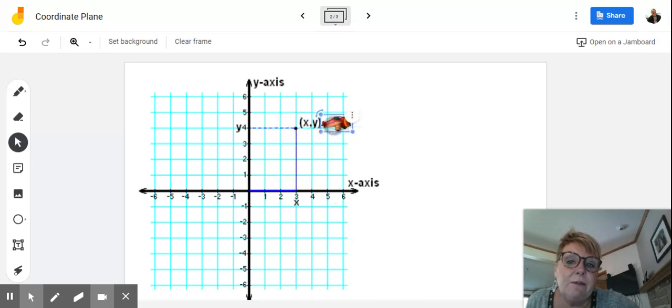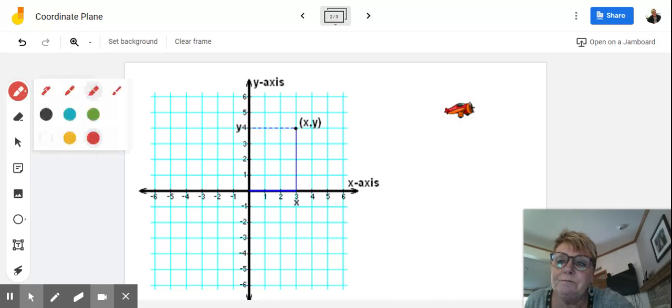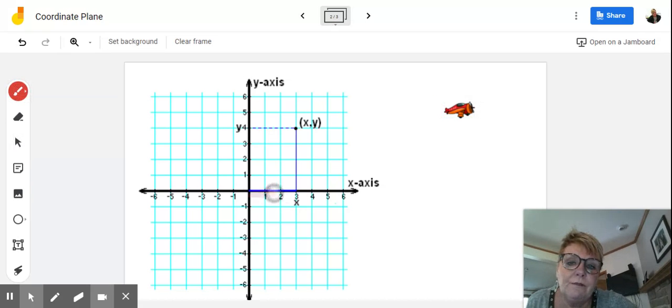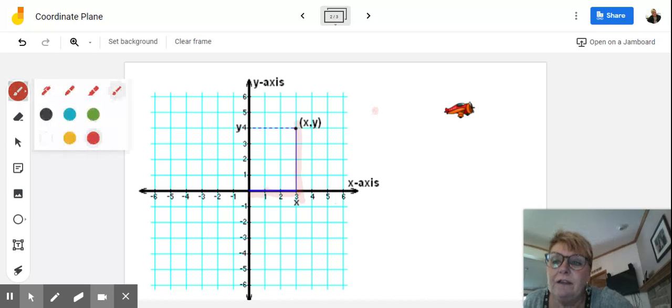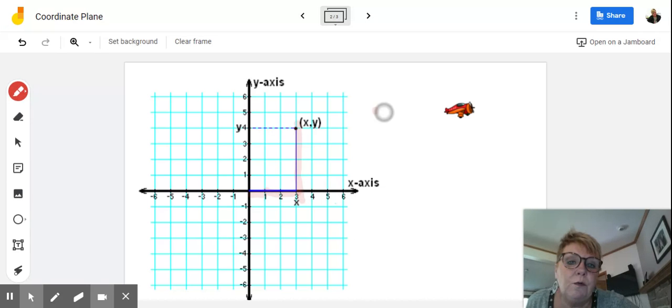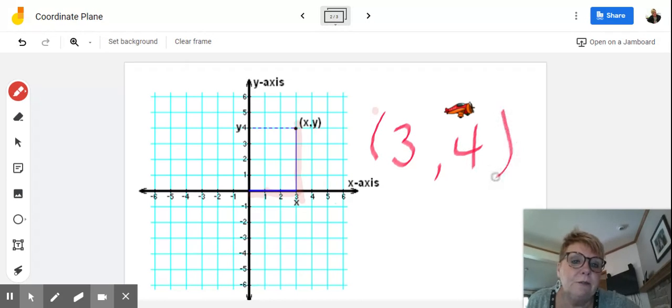So for the point that we've got right there, we're going over 3 from the origin. Then we're going up 4. So our coordinates for that point would be the ordered pair 3, 4. That's the ordered pair that labels that point.